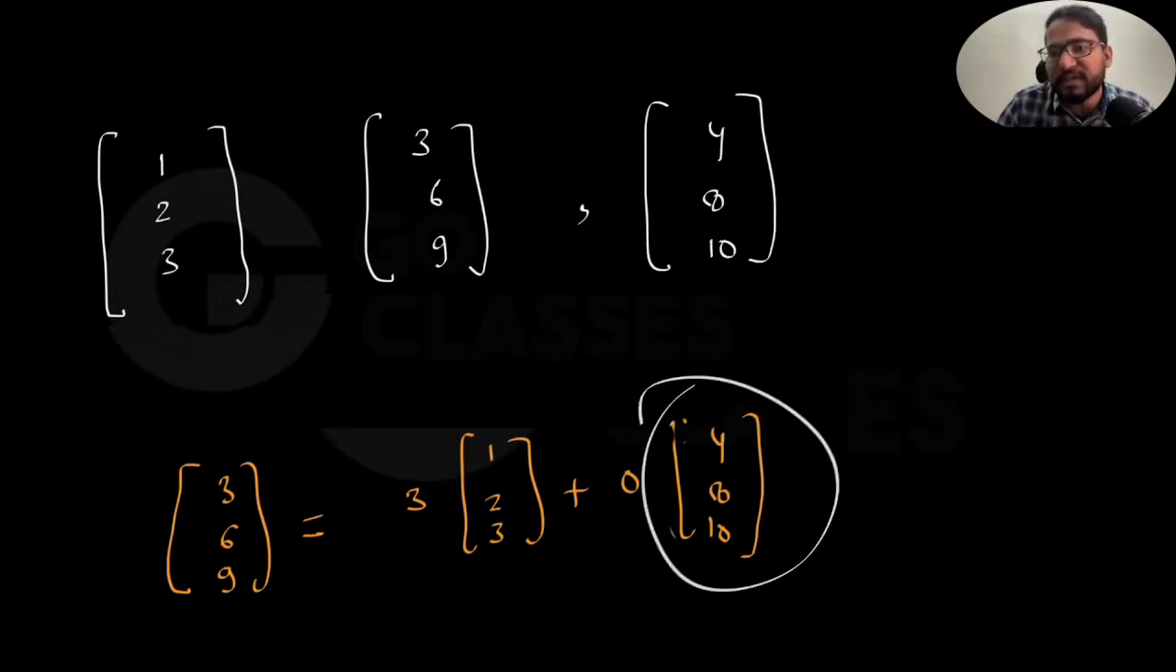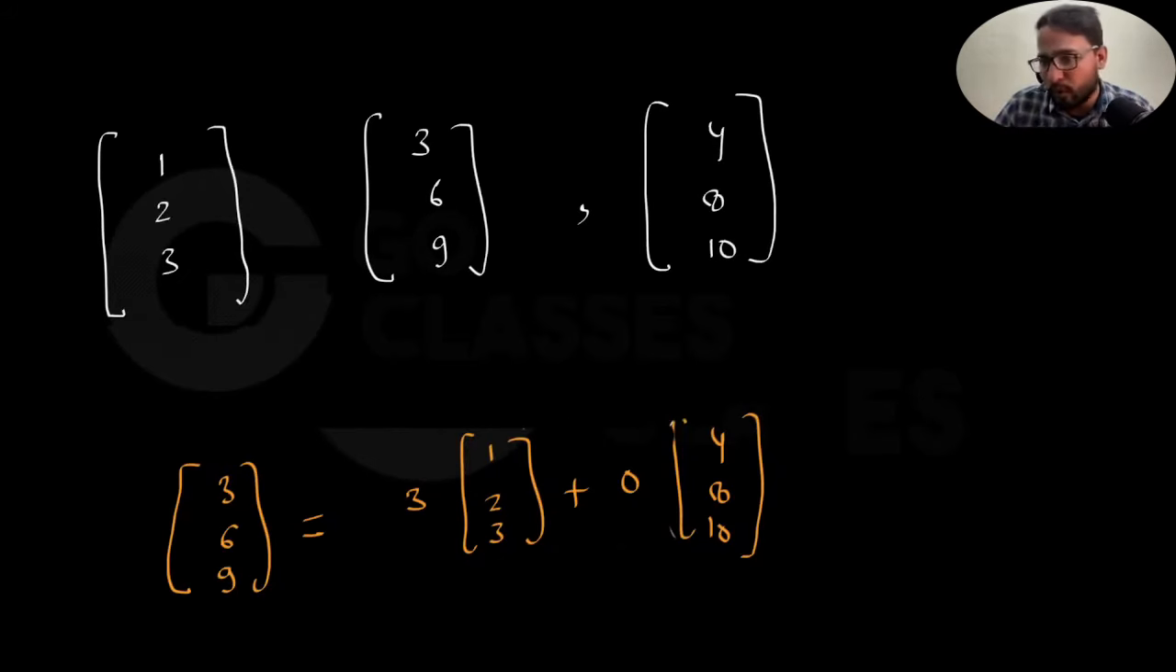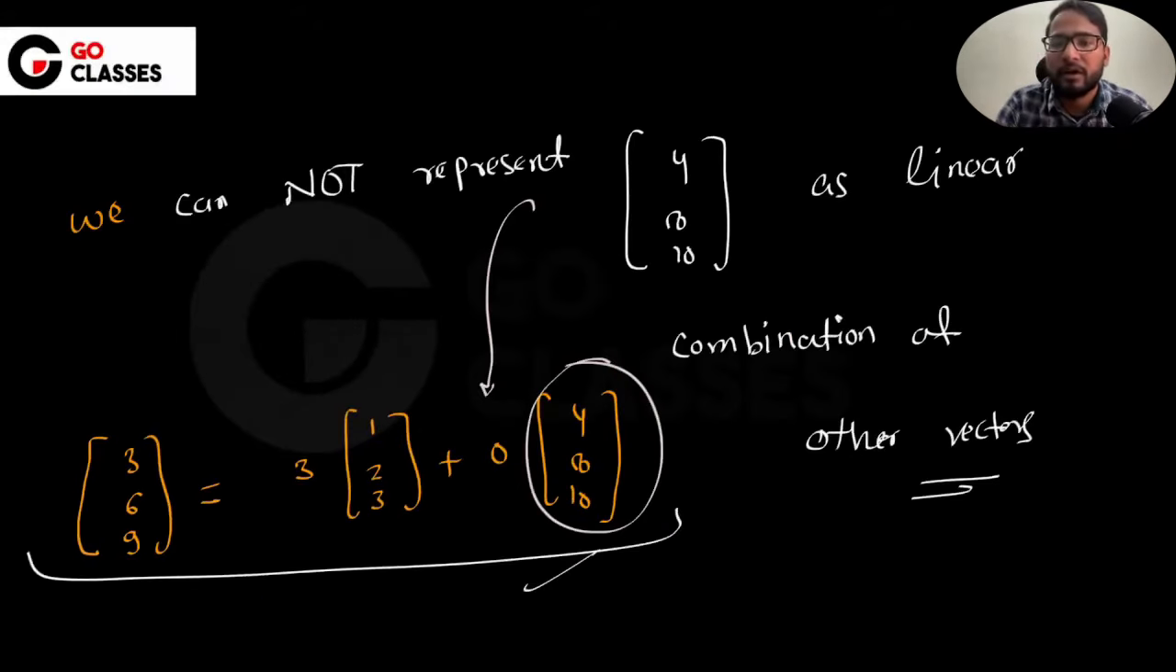But can you represent this vector as a linear combination of other vectors? Maybe, maybe not. I actually do not know, but it looks like if you go with this approach, you will not be able to divide by the 0. So we cannot represent this as a linear combination of other vectors because this is 0 here.